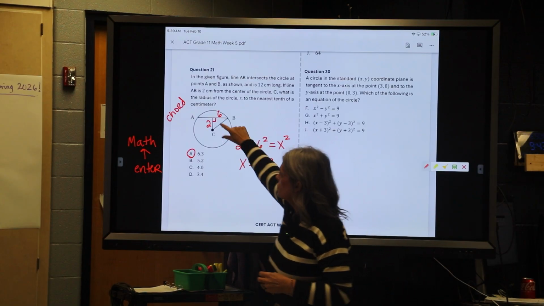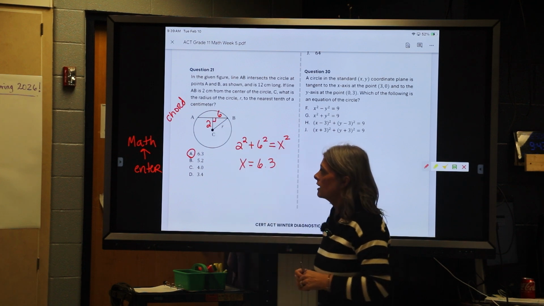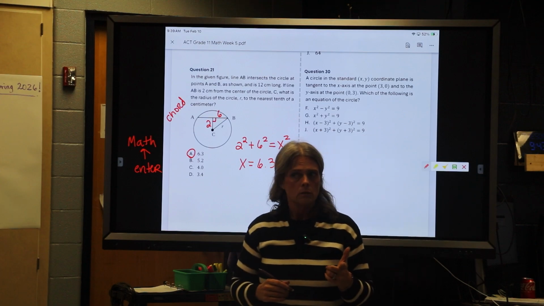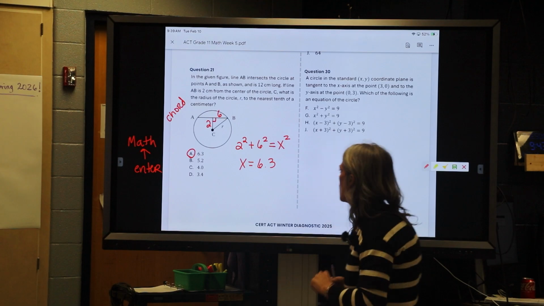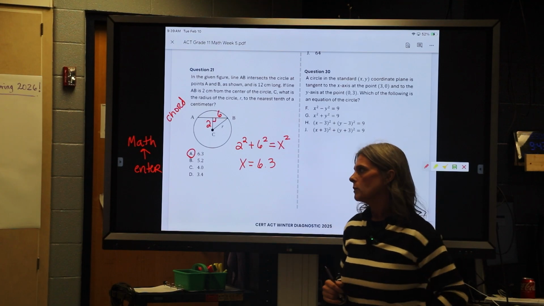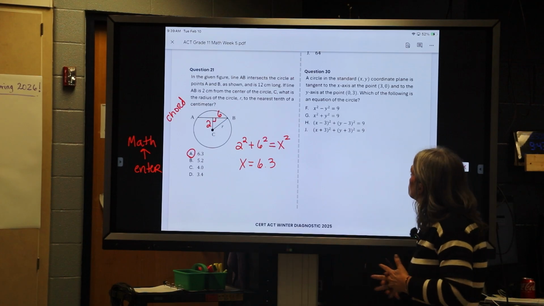And then they also told you that this was 2 away. It makes a right angle, so you can use the Pythagorean theorem. Can you use the Pythagorean theorem on triangles that aren't right triangles? No, you cannot, okay? We would use something called law of sines and cosines for that, and that's later on in algebra 2, okay?